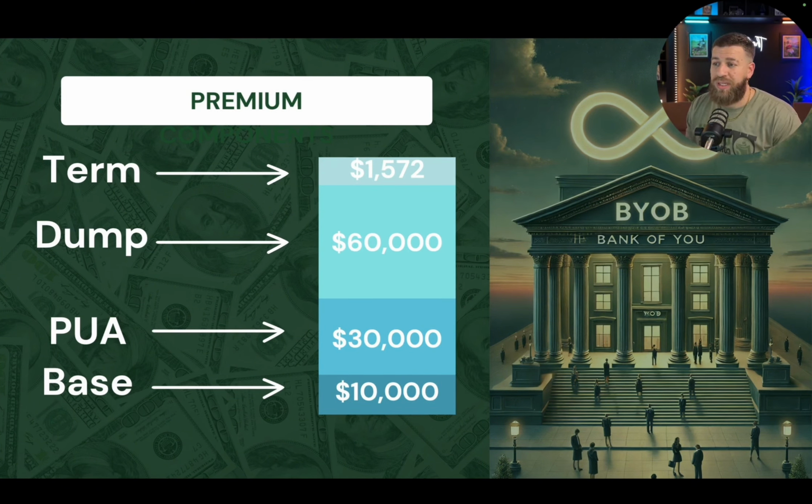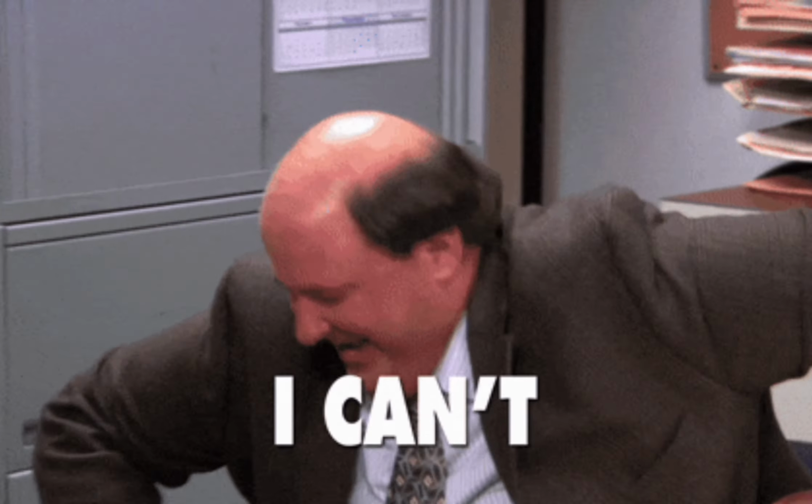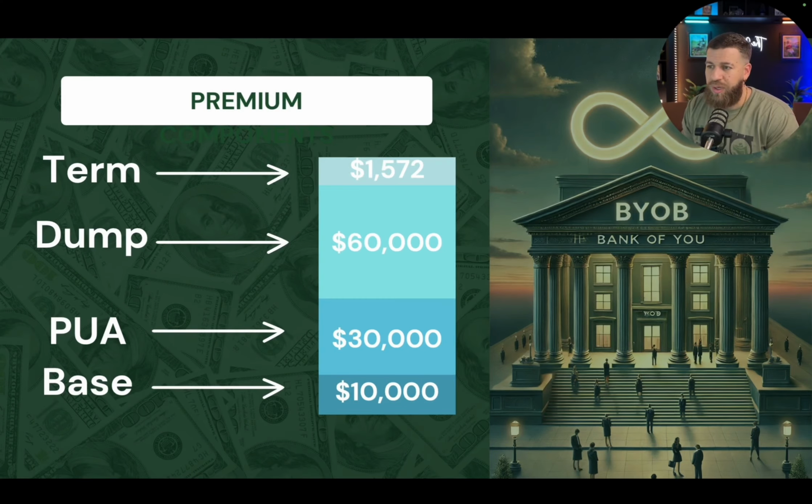But if somebody wants to put in less than this, because you may be adding these numbers up, you're like 10,000, 30,000, 60,000, 1,572. Shawn, we're talking about over $100,000 here. What if I can't do $100,000? If you want to put in less, you can put in less. It's totally up to you.